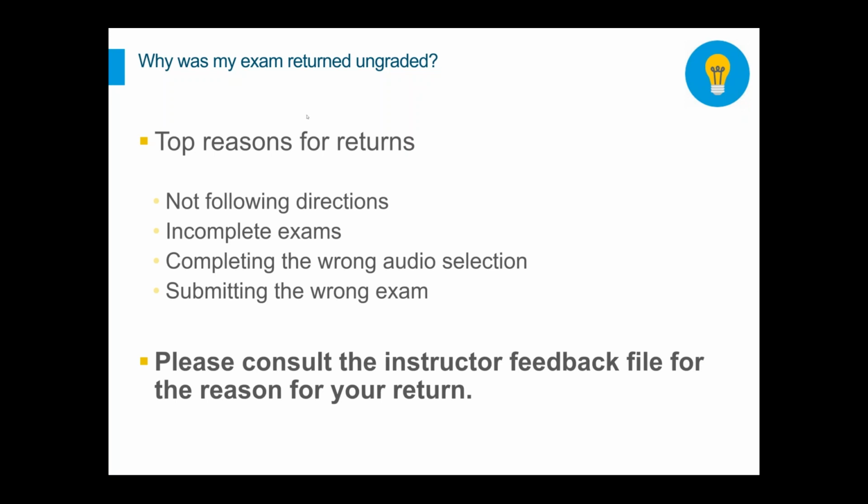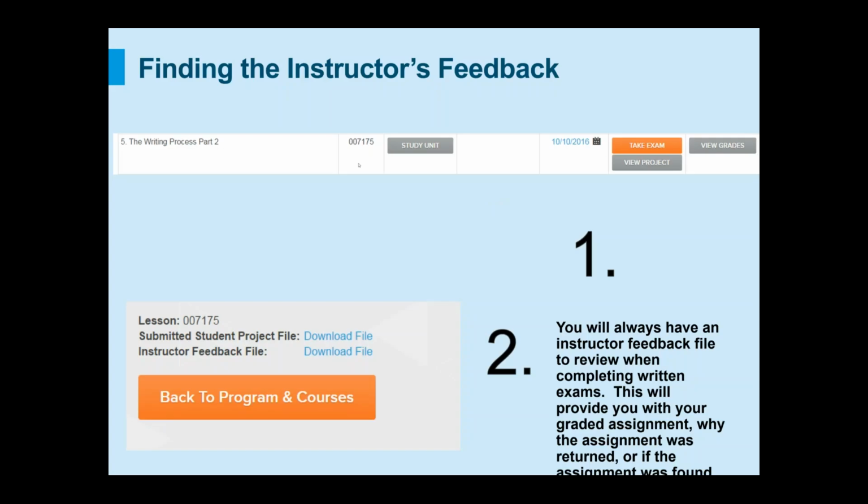So how would you locate this instructor feedback file? Pretty straightforward. There is a button that says View Project next to your assignment, or it might even say View Feedback. So when you click on this View Project, View Feedback button, you'll be presented with the box here below. So you'll see the lesson number, you'll have your submitted project that you sent us for grading, and then you can see the instructor feedback. Just click Download File to view that.